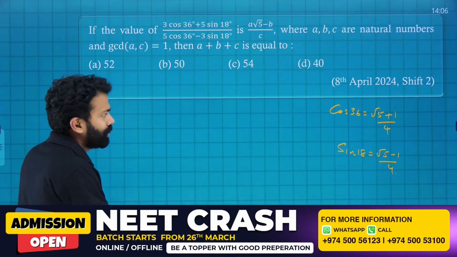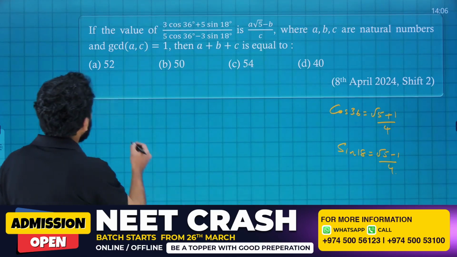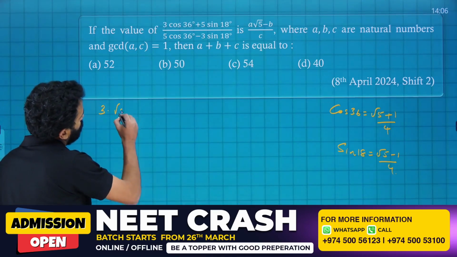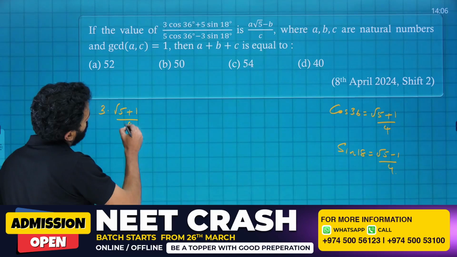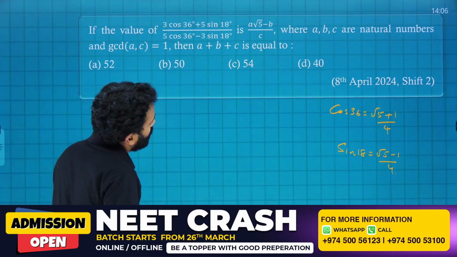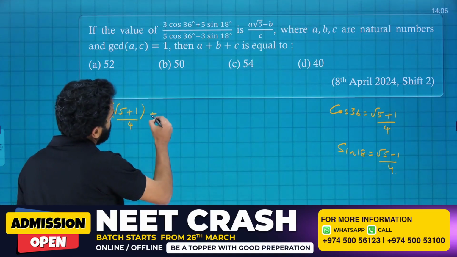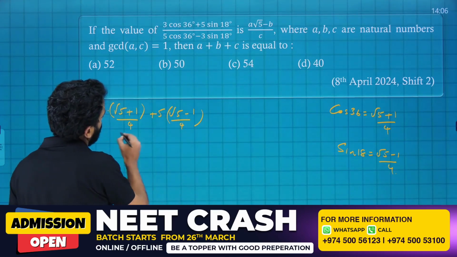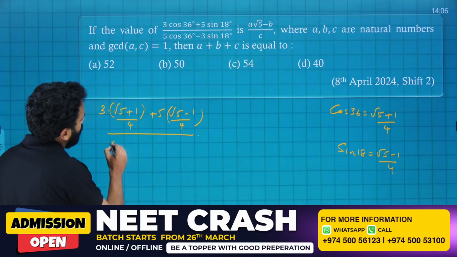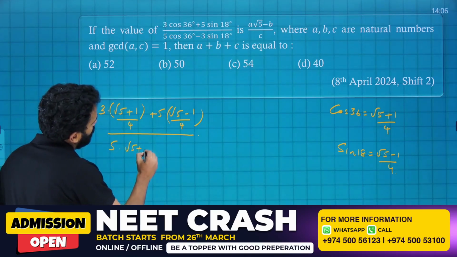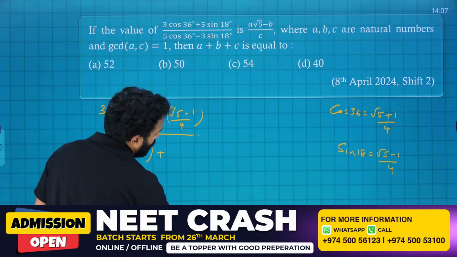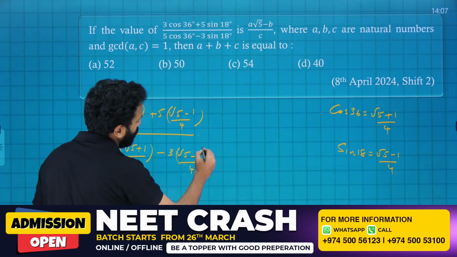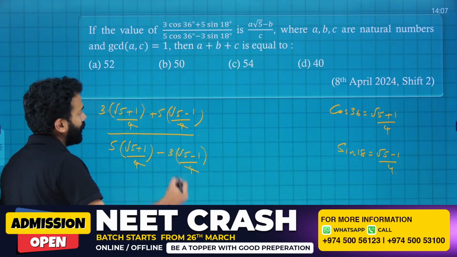So let's substitute those values over here and you will get 3 into, what is cos 36? That is root 5 plus 1 divided by 4. And what is sin 18? That is plus 5 into root 5 minus 1 divided by 4, whole divided by 5 into root 5 plus 1 by 4 minus 3 into root 5 minus 1 by 4. We know that this 4 got cancelled.